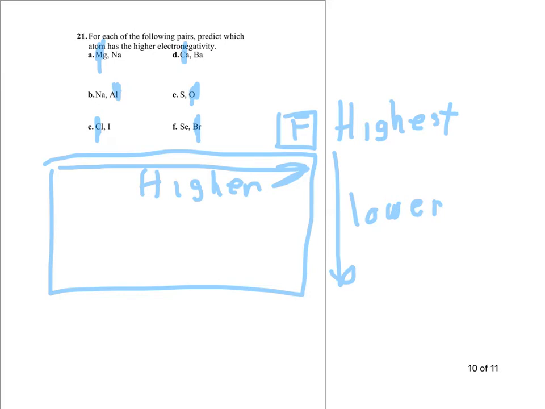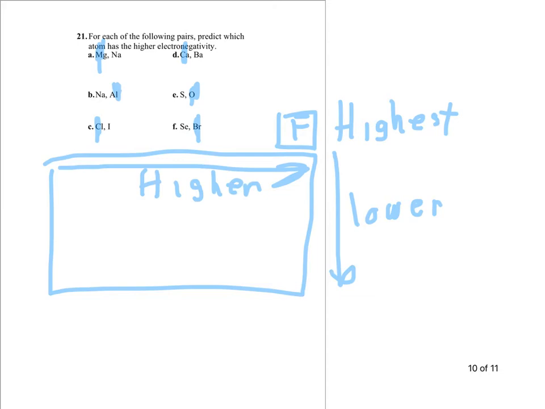So, we've got magnesium and sodium. Magnesium farther to the right, and it's going to have higher electronegativity. Sodium and aluminum, both in the same period. Aluminum farther to the right, higher electronegativity. Chlorine and iodine, same group. Go down the group, you get lower electronegativity, so chlorine up higher, higher electronegativity. Another way to think about it, it's closer to fluorine. So if it's closer to fluorine, it's going to have a higher electronegativity.